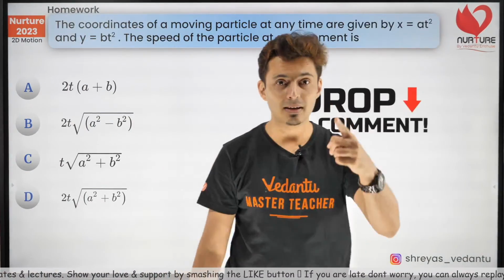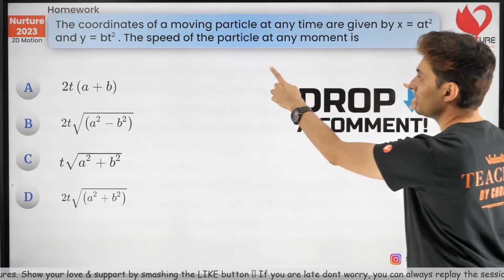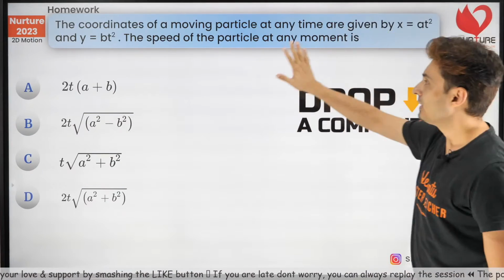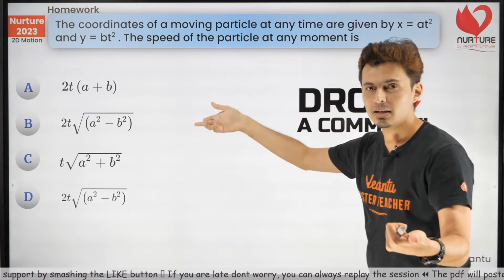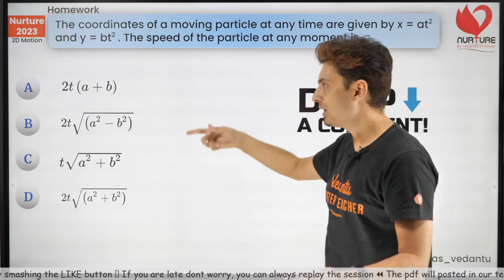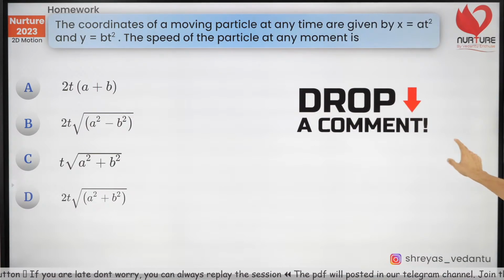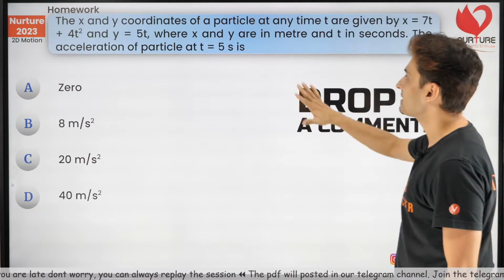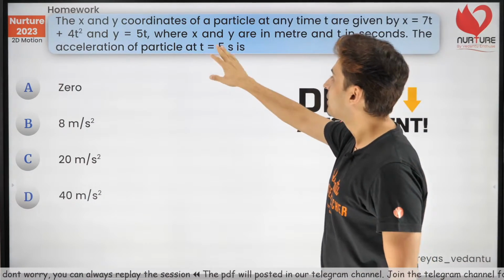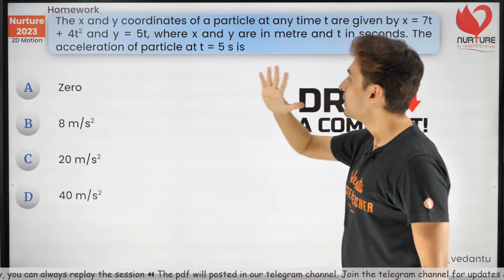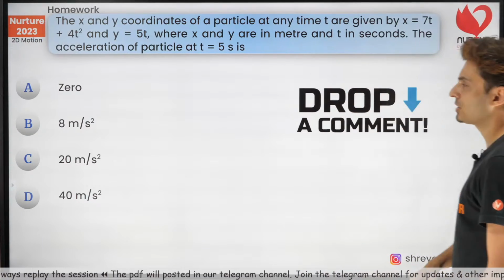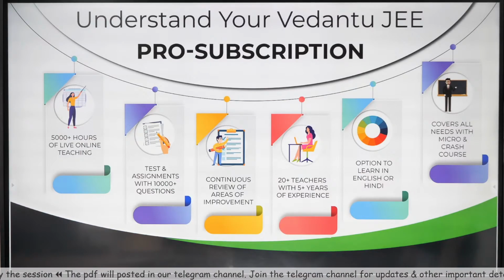So, guys, I'm expecting you to post the answers of these two questions. X is given, Y is given, find the speed. I just solved a question on speed, so I'm pretty sure you will be able to do this. Find speed as a function of time. And the second question for you guys, X and Y are given. What is the acceleration at 5 seconds? That's the question. X and Y are given.